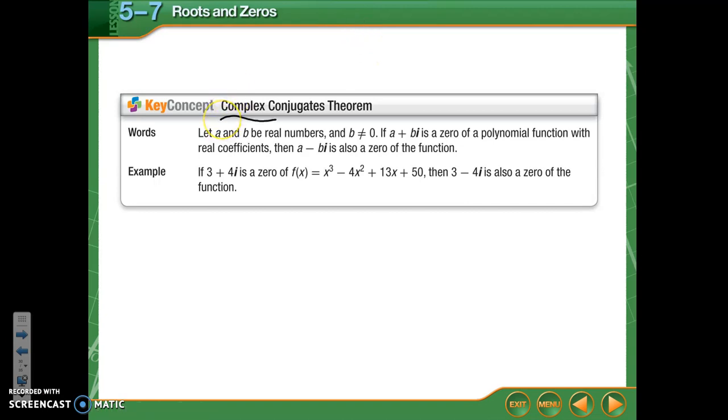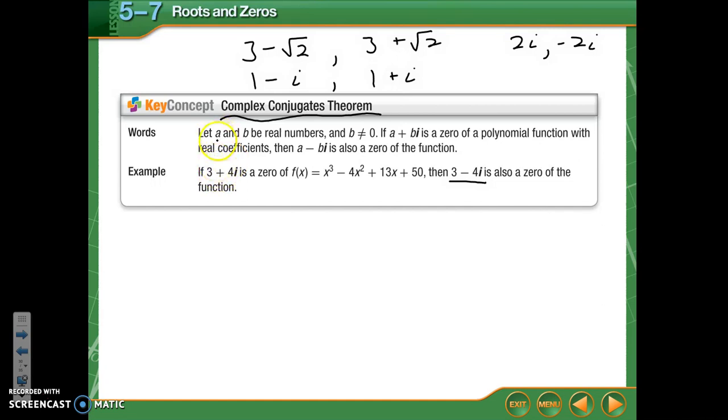This is called the complex conjugates theorem. Basically, if I have a complex or imaginary zero, they're always going to come in conjugate pairs. Remember we talked about conjugates when we simplified square roots? If I had 3 minus the square root of 2, its conjugate was 3 plus the square root of 2. Or with complex numbers, if I have 1 minus i, the conjugate would be 1 plus i. Or if I have 2i, its conjugate is negative 2i.